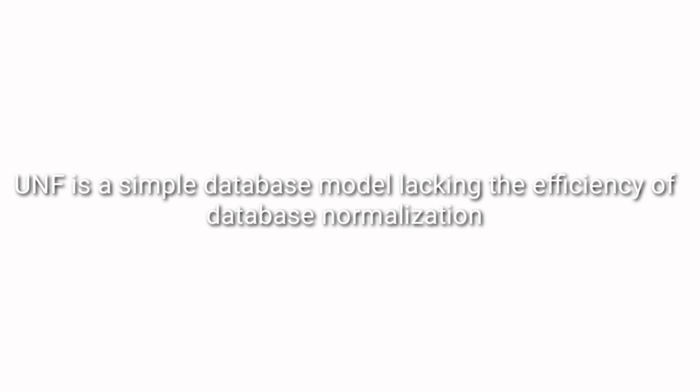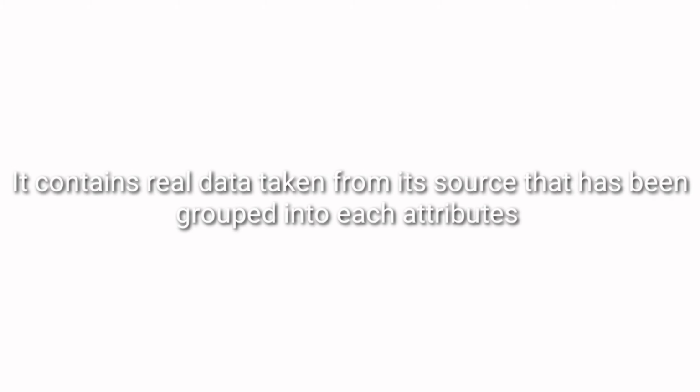Anomaly form is a simple database model lacking the efficiency of database normalization. It contains real data taken from its source that has been grouped into each attribute. In our case, we have 13 attributes.